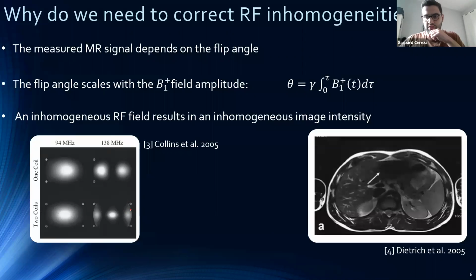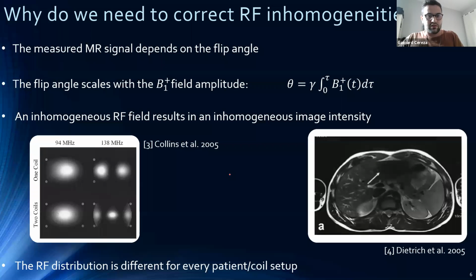positions. So that's what we can see here in an abdominal image acquired in 2005, where we can see in the middle that there is a dropout of intensity that is due to RF interferences. So that can become a real problem when trying to diagnose some diseases that are located in this area.